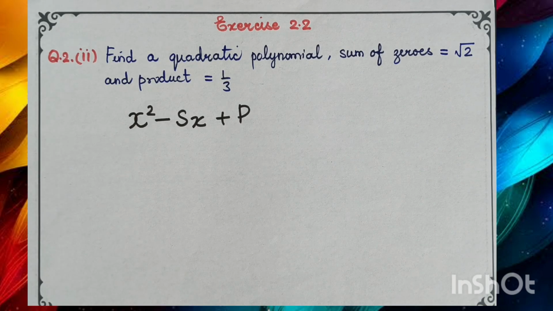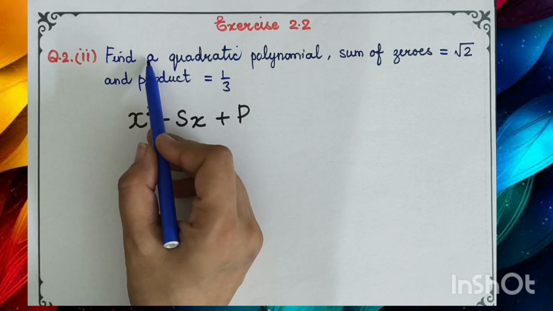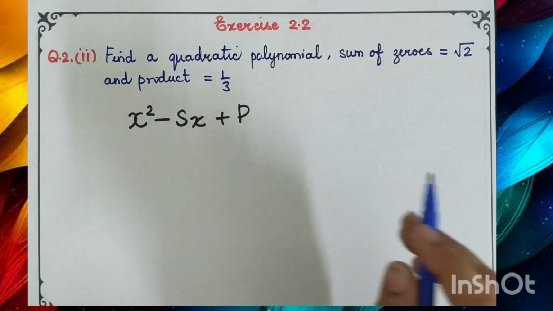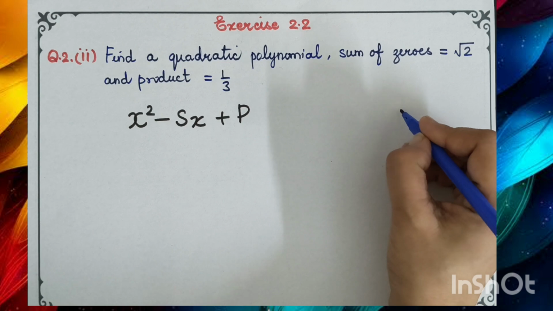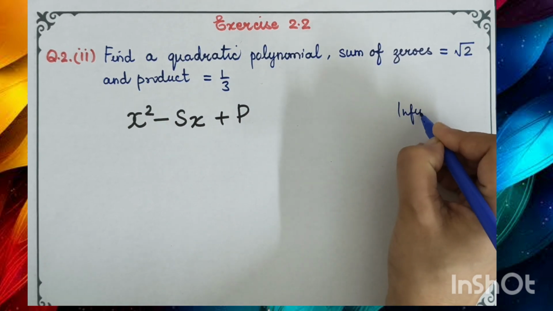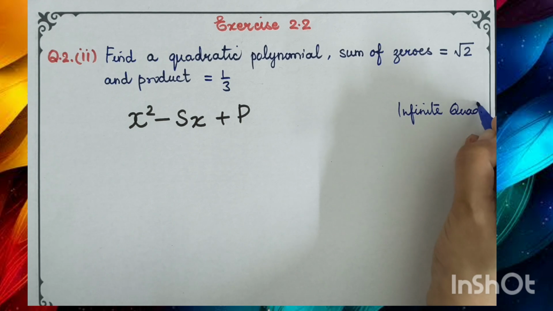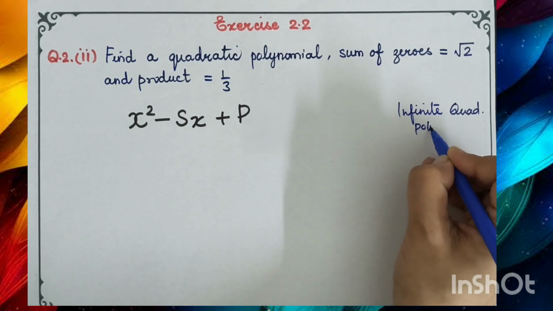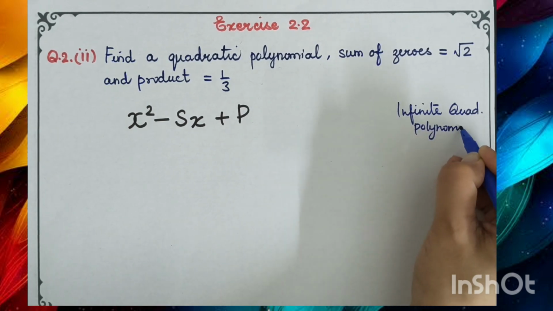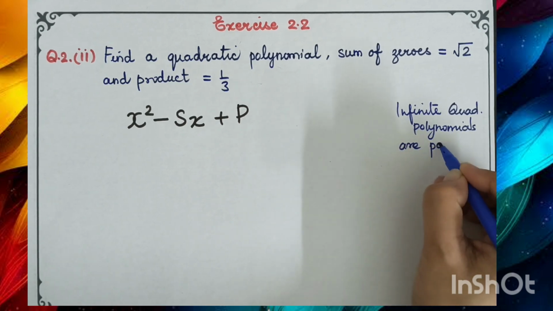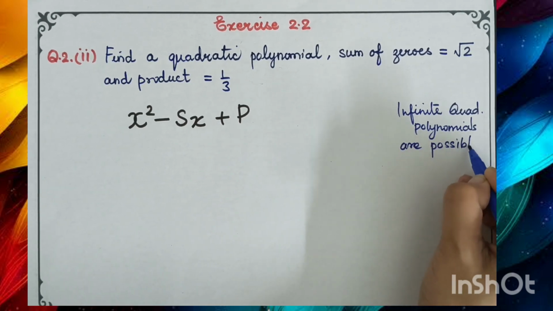So this is just the perfect expression. We substitute the values, and we'll get the answer. But here we are trying to understand why and how the things are being done. So we are not doing it without understanding the reason. So first of all, there are infinite quadratic polynomials. You have to always understand that whenever sum and product of zeros is given, there are infinite quadratic polynomials that can be found.